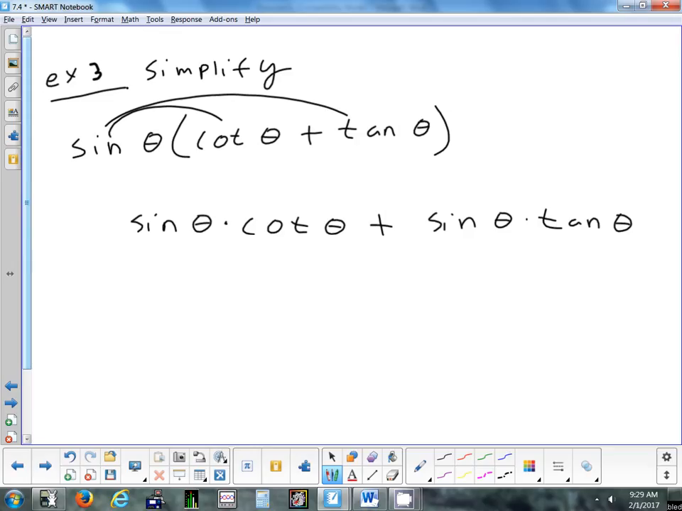And what's the first trick that we learned? Change everything. Let's change everything that's not a sine or a cosine into a sine or cosine. Okay. Austin, how can I rewrite cotangent?